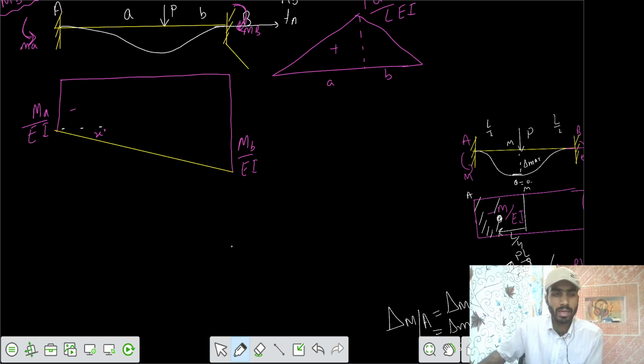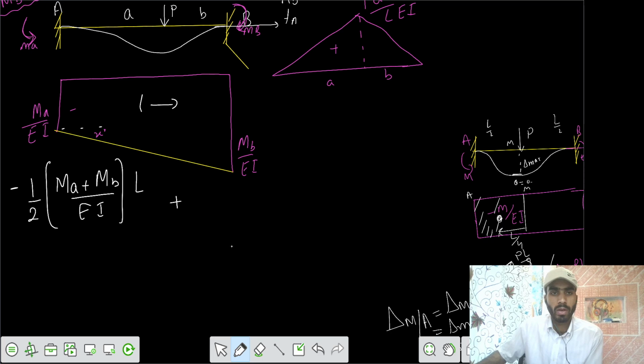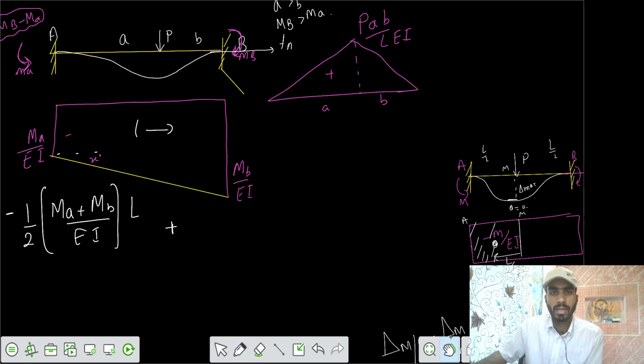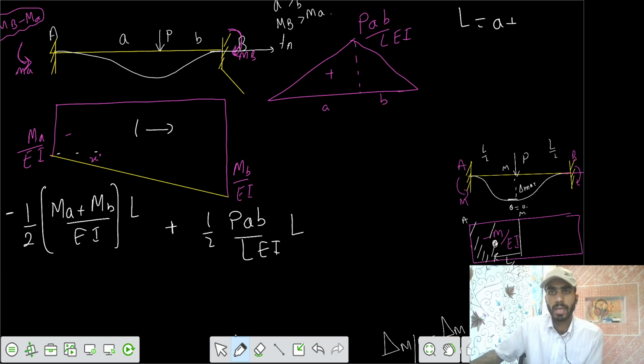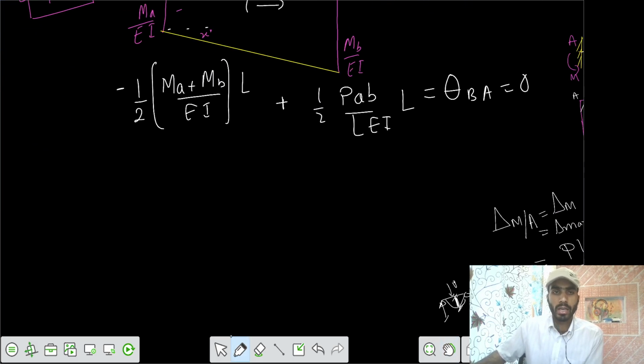So we have a trapezium. The area of the trapezium equals 1 by 2 into MA plus MB by EI, the sum of the parallel sides, into the length L, but the overall value of this diagram is negative, so we write minus. And we have this triangle, which is positive, 1 by 2 into PAB by L EI into the length L. We know that L equals A plus B. That equals 0 because theta BA equals 0. So after substituting that, you get the value of the sum of end moments.